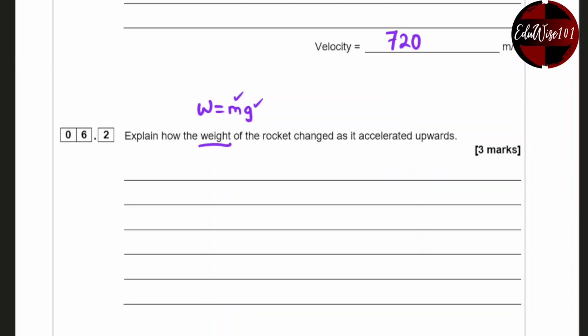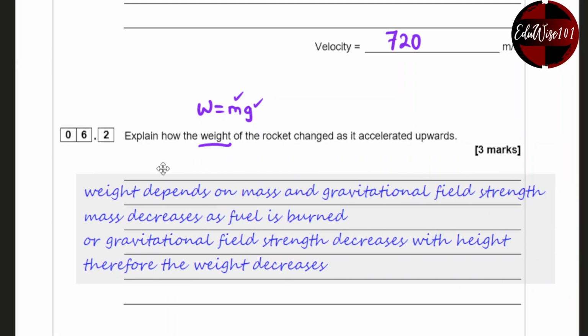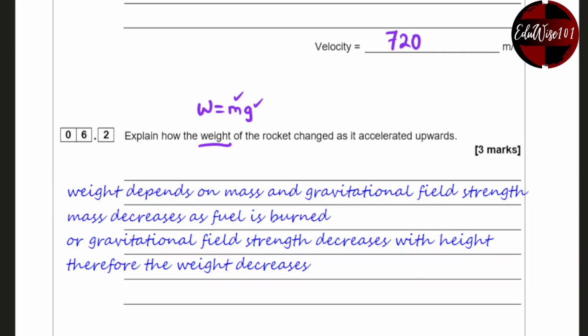Hence the 3 marks. You need to mention all 3 parts. Weight depends on mass and gravitational field strength. Mass decreases as fuel is burnt. Or you could say gravitational field strength. I would actually include that as well. Gravitational field strength decreases with height. Therefore, the weight decreases.